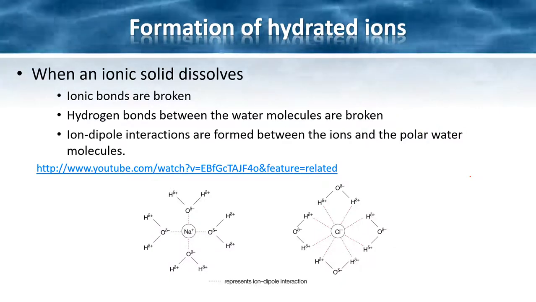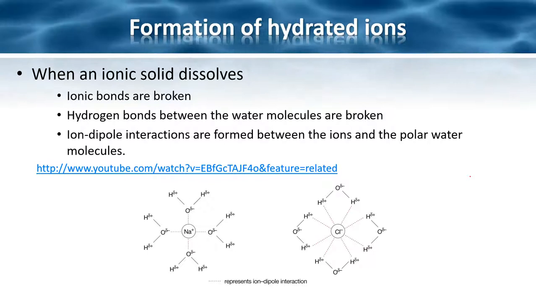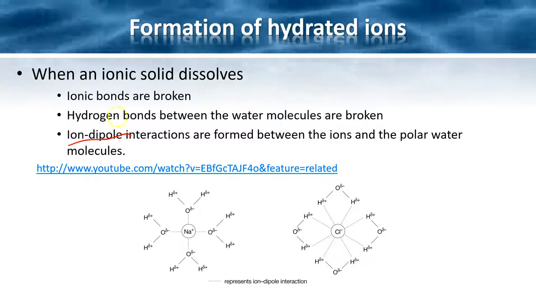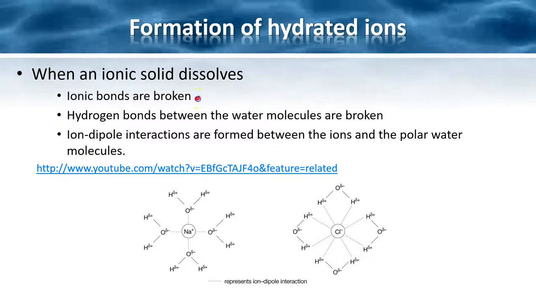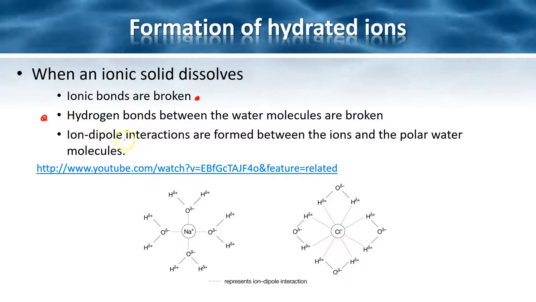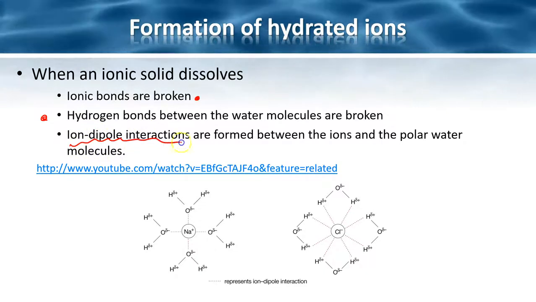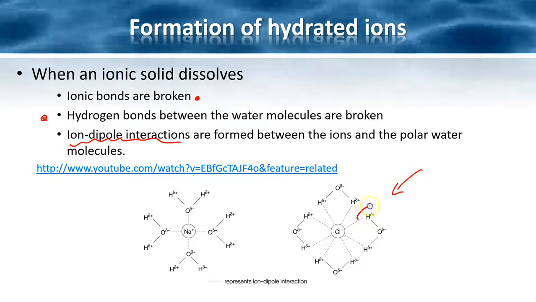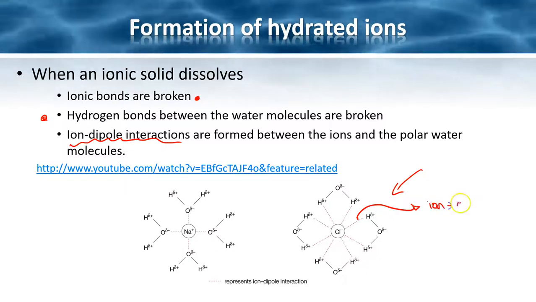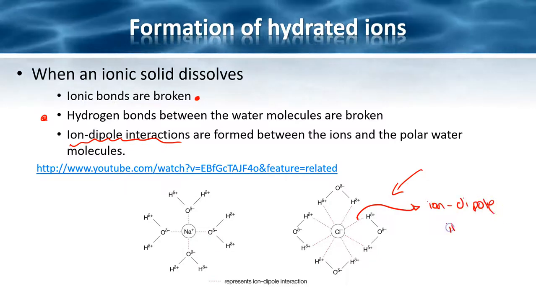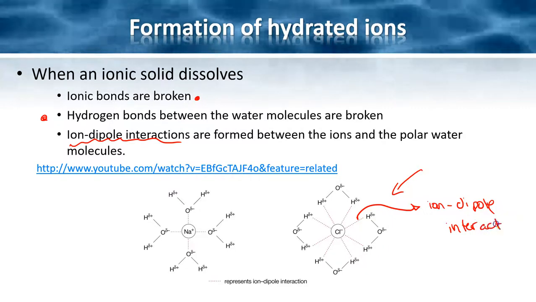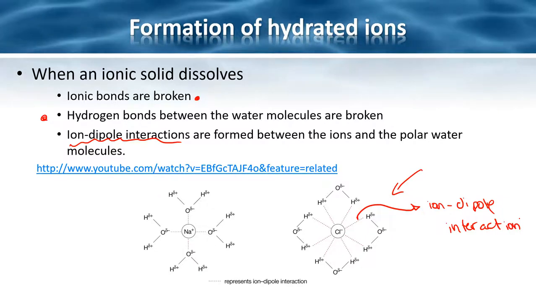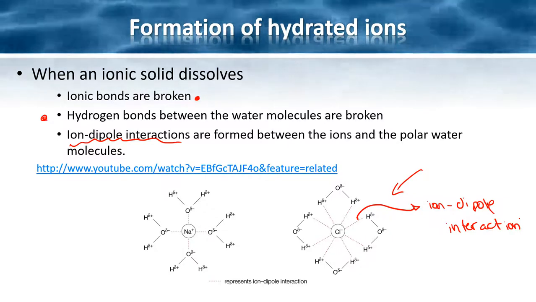So when an ionic solid dissolves, ionic bonds are broken, hydrogen bonds between water molecules are broken, and new ion-dipole interactions are formed. Okay, so we break the ionic bonds, we break the hydrogen bonds between adjacent water molecules, and then we form new interactions, which are ion-dipole interactions. And this is how we show those. This one here is going to be an ion-dipole interaction, okay, between the polar dipole of water molecules and the charged ion that has been released from the lattice.